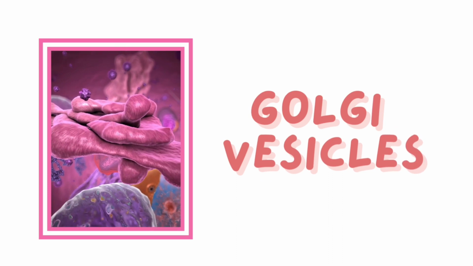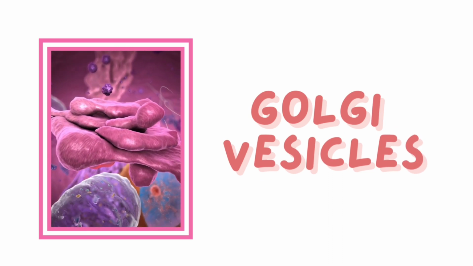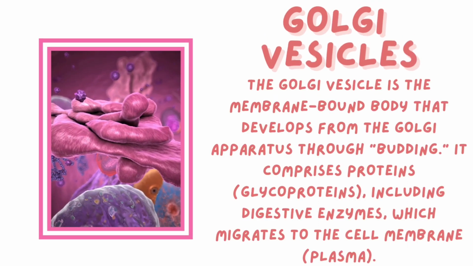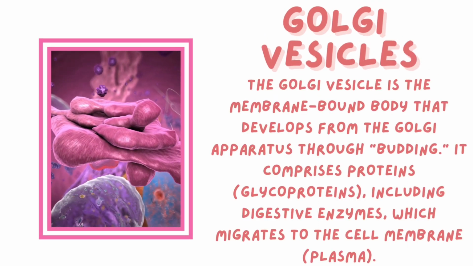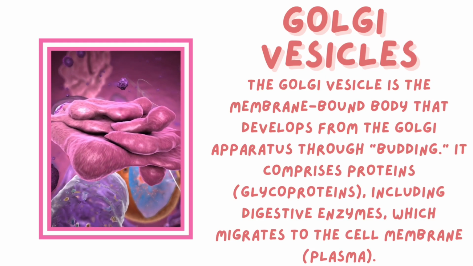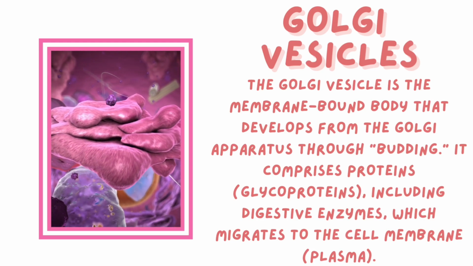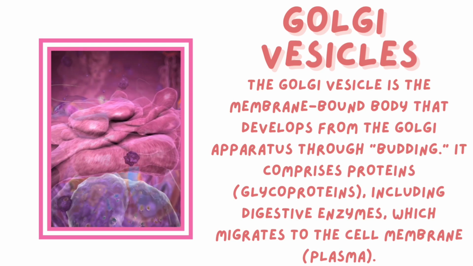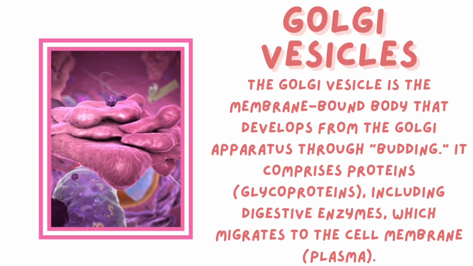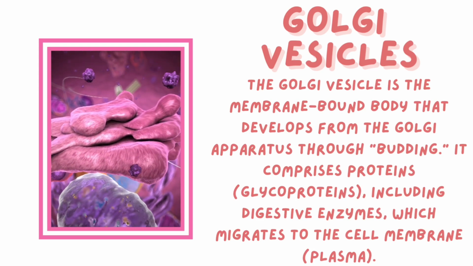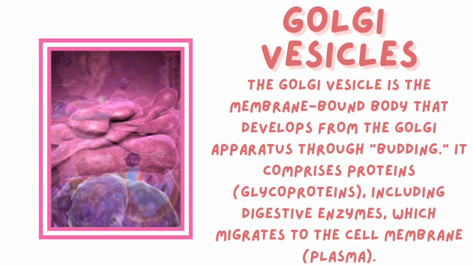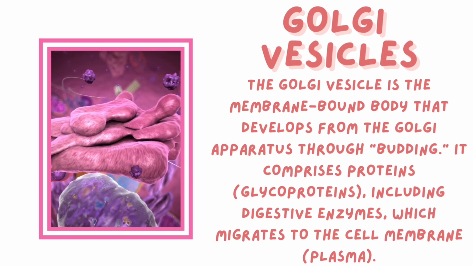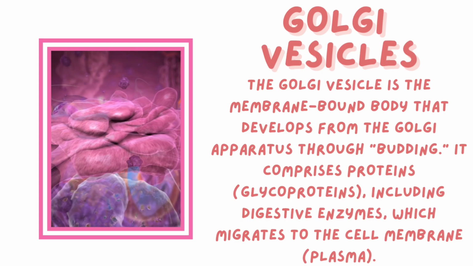The Golgi vesicle is a membrane-bound body that develops from the Golgi apparatus through budding. It comprises protein, glycoproteins, including digestive enzymes, which migrates to the cell membrane or plasma. To avoid cell damage and infection, it also absorbs and eliminates harmful chemicals and pathogens. Its job is to assist in the transportation of materials required by an organism for survival, as well as the recycling of waste materials. Vesicles can enable transfer and recycle elements that an organism requires to thrive.